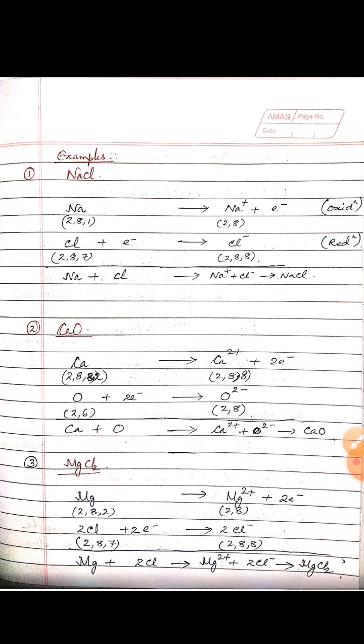Now if we add up the two steps, then the electrons being equal, they get cancelled off and we get Mg plus 2Cl giving us Mg2+ 2Cl-, and the product formed is MgCl2.